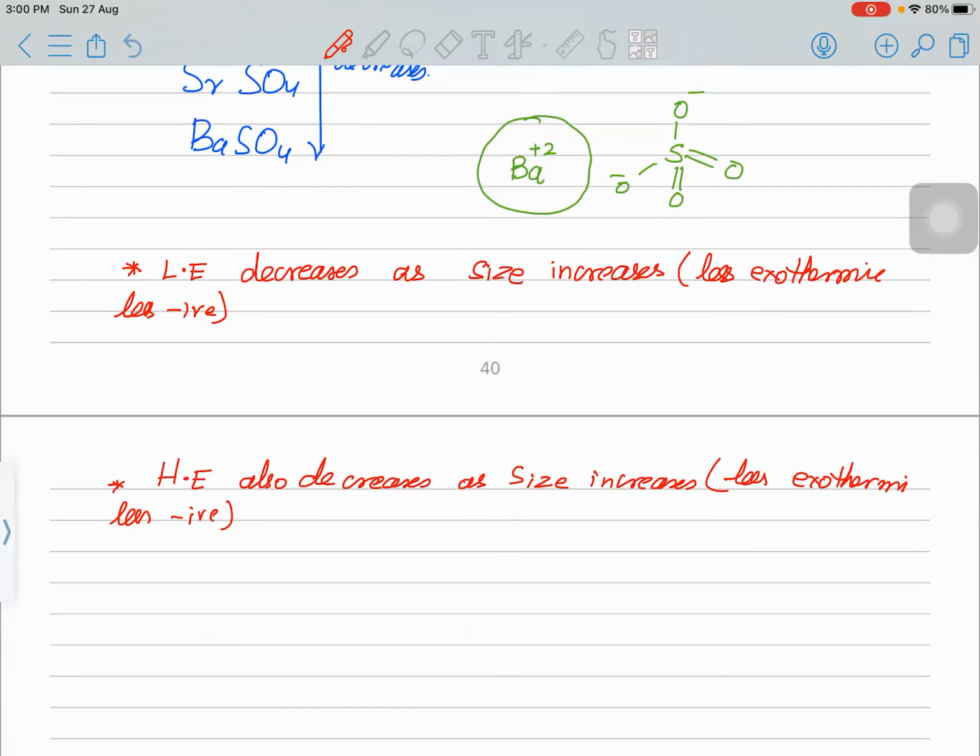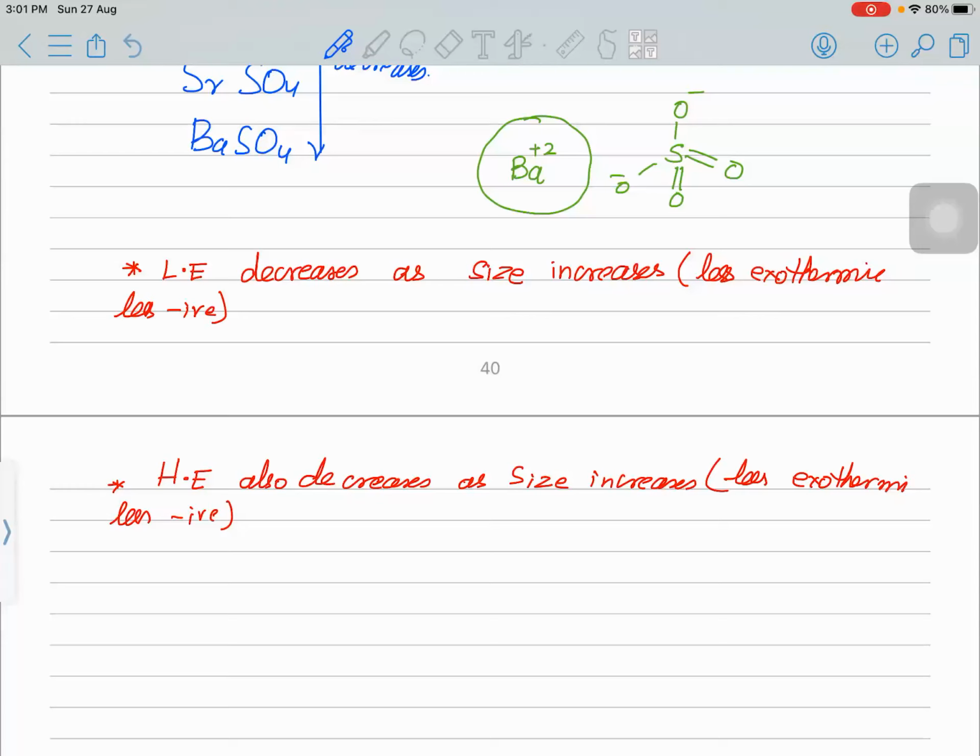Now next is, which one decreases more? Lattice energy or hydration energy? Sir, hydration energy decreases more for sulfates. Okay, hydration energy decreases more. Which one is increasing? If hydration energy decreases, lattice energy increases. No, sir, both will decrease. Now listen again to my question, right? Both are less exothermic, less negative.